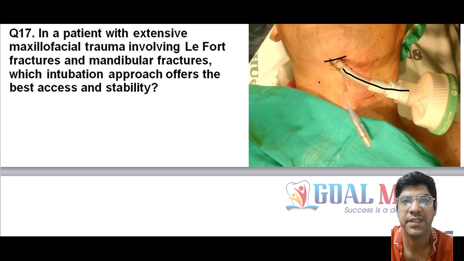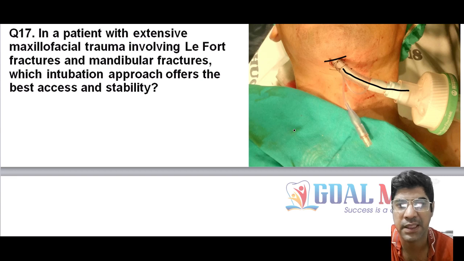Oral intubation is the most common approach for airway management, but in cases of extensive maxillofacial trauma, it may interfere with the surgical field. So in a patient with extensive Le Fort fractures and mandibular fractures, the intubation that offers the best access and stability is the submental intubation. That allows it to bypass the fractured facial structures and avoid interference with the surgical field.